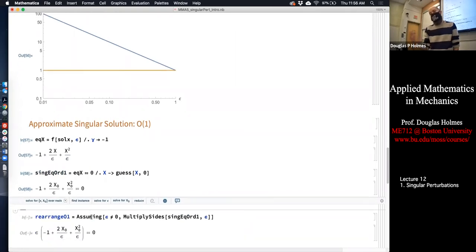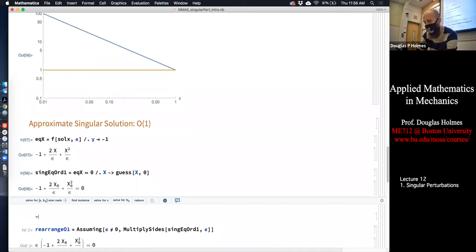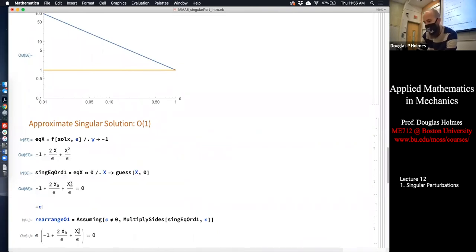If you were doing this on pen and paper, what you would do is just multiply both sides by epsilon and make your equation simpler, because what you would want to be able to write is negative epsilon plus 2 x naught plus x naught.